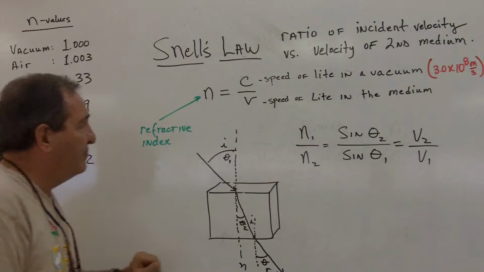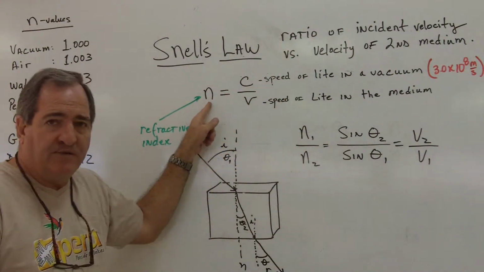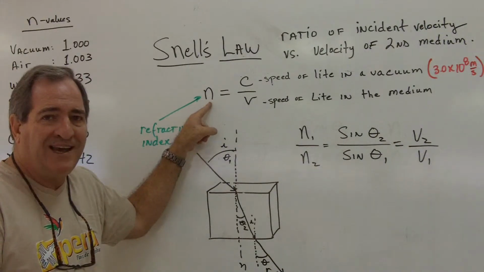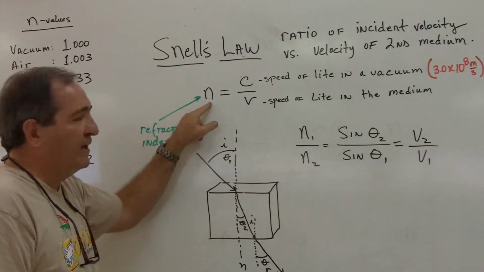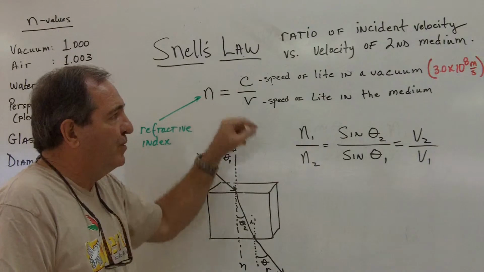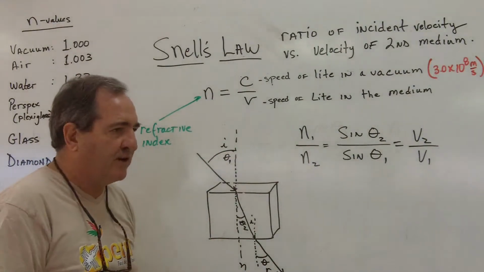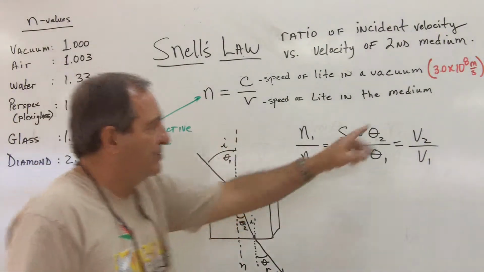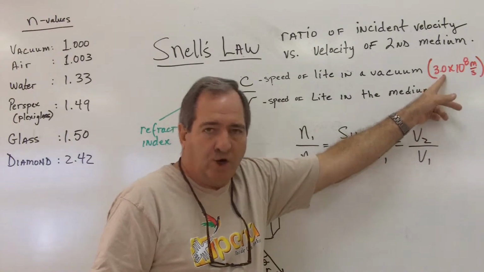Now, Snell's law talks about that refractive index, which is indicated by the letter small case n. That refractive index literally is the speed of light in a vacuum, which we know is 2.995 times 10 to the 8 meters per second. For classical physics, it's so close to 3.0 times 10 to the 8 meters per second that will work.